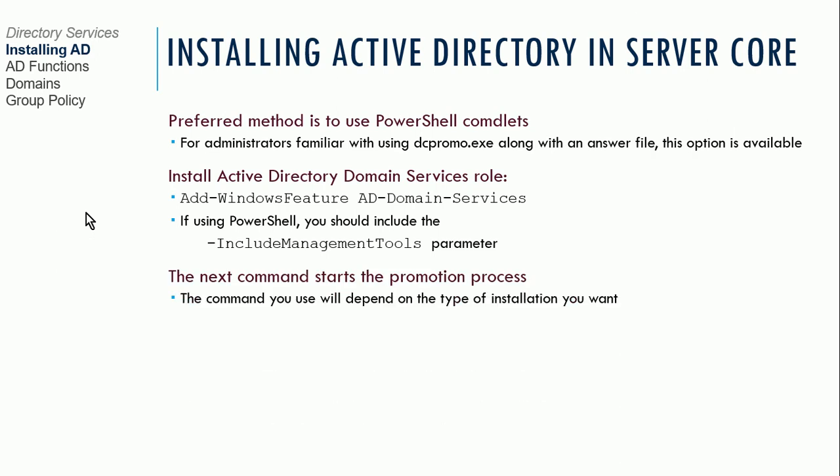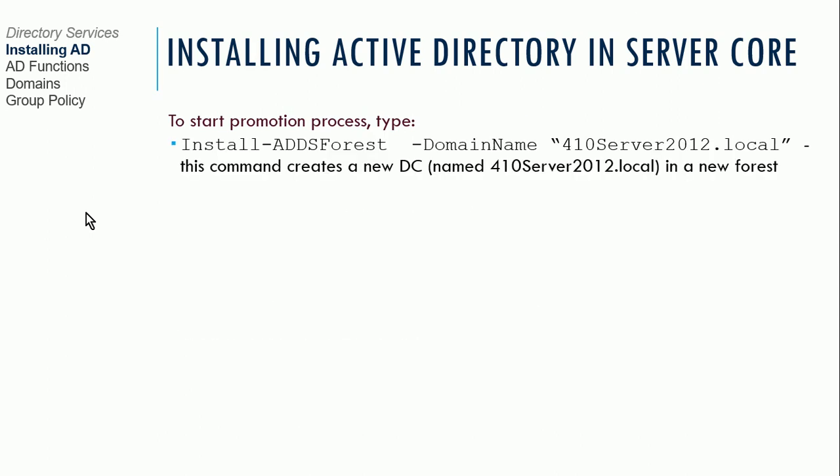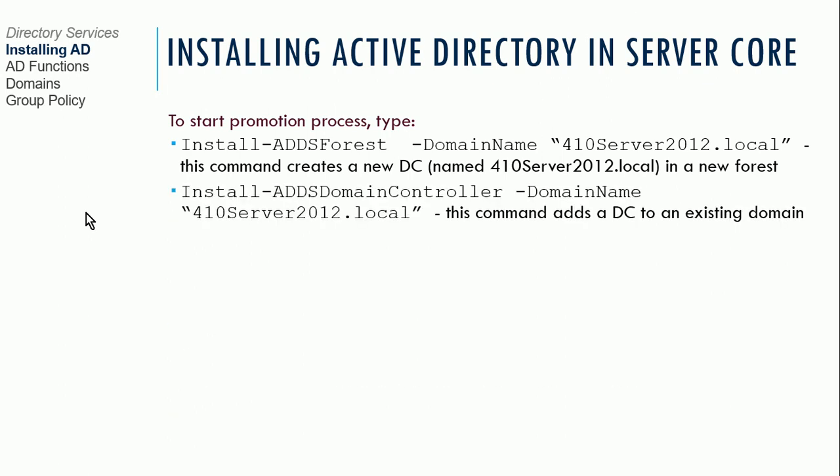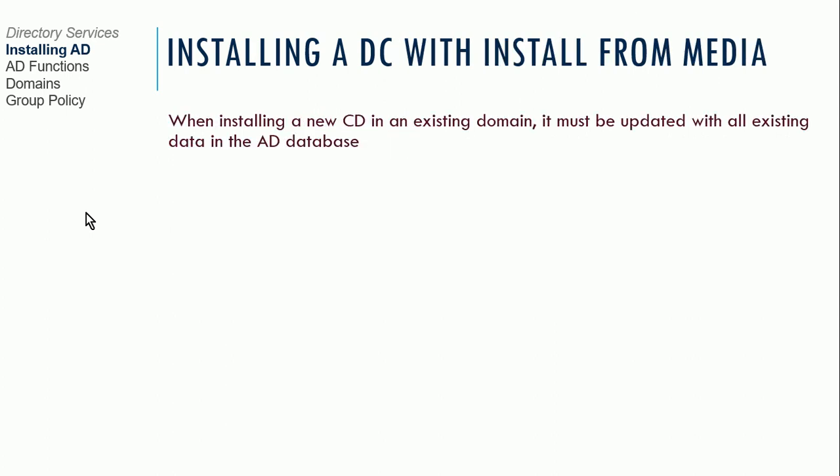The command you use depends on the type of installation you want. So to start the process, you can use Install-ADDSForest with your new domain name, if you're adding a whole new forest. You could be adding a new domain controller, so this is if you want to add a domain controller to an existing domain. And this is the command that you would run if you want to add a new domain to an existing forest. So you have to specify the new domain name here. Installing a new domain controller, sorry, I get that backwards there, that CD should be DC.